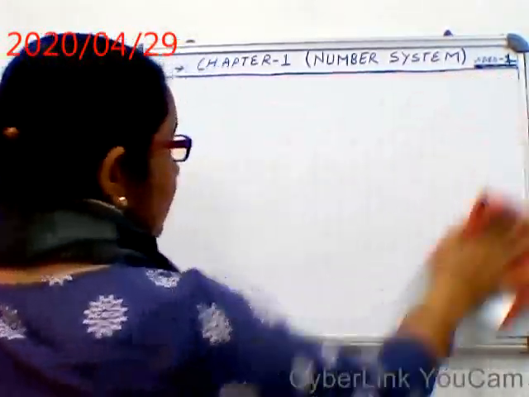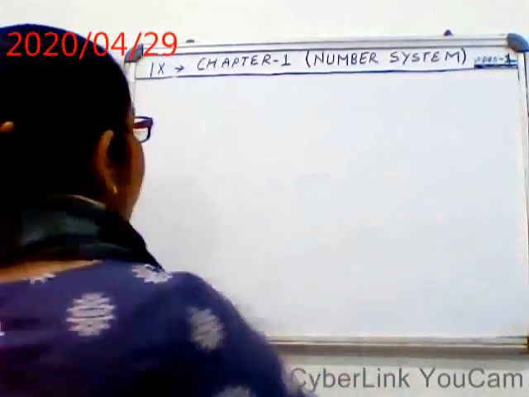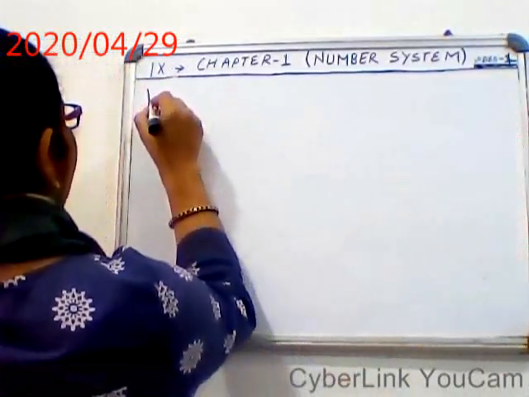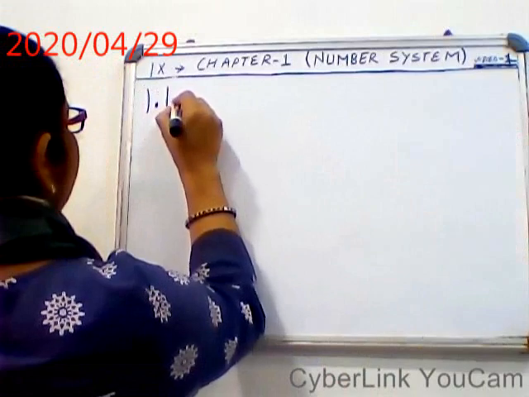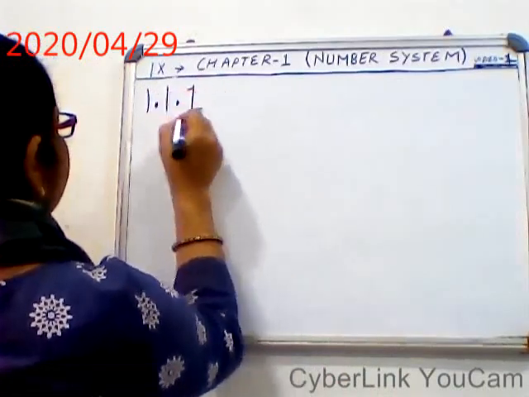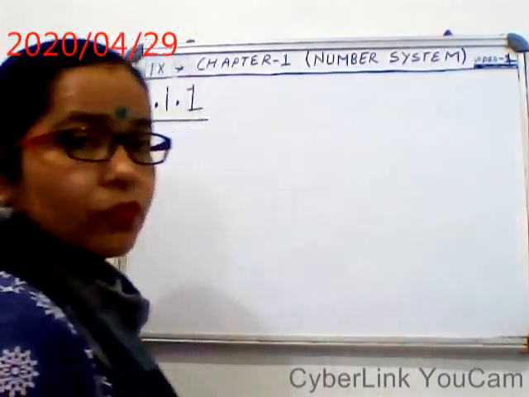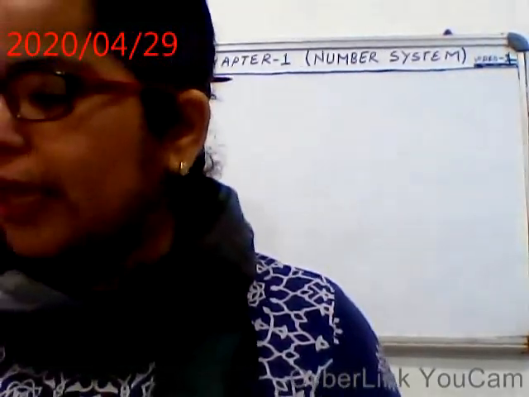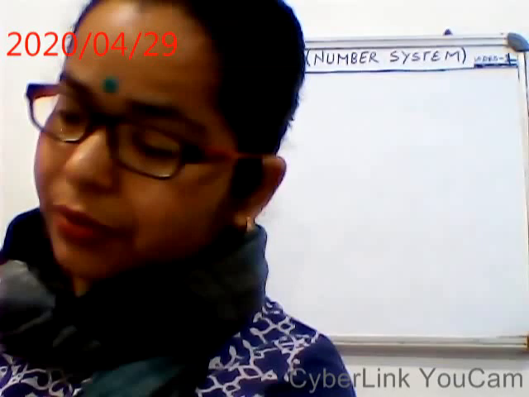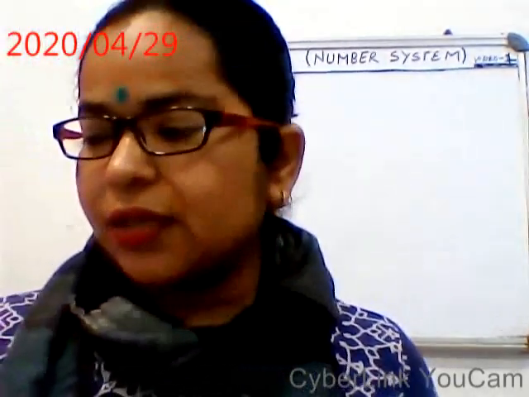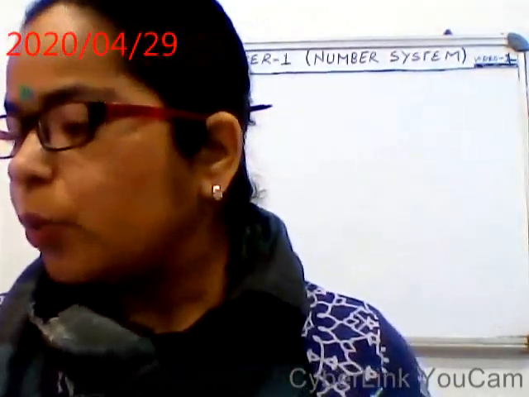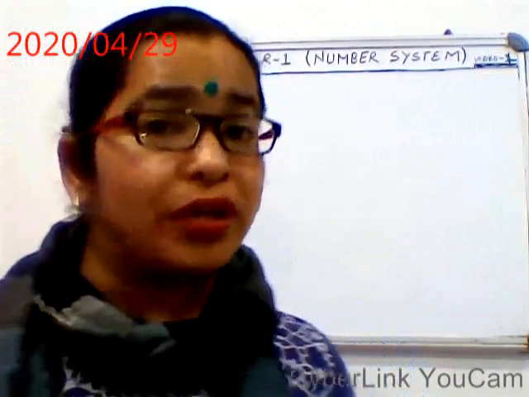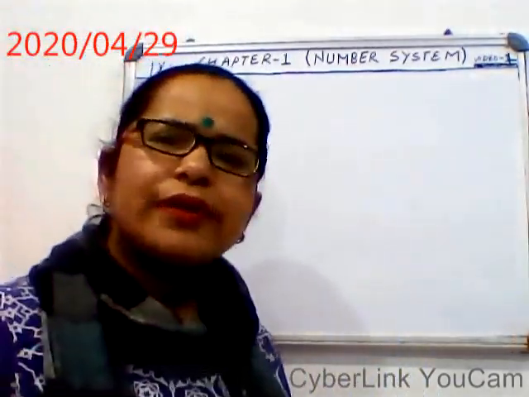Okay, now it's time for our exercise 1.1. So, exercise 1.1, question number 1 is, I'll read it for you. Is 0 a rational number? Can you write it in the form P by Q, where P and Q are integers and Q is not equal to 0? So do you think 0 is a rational number?